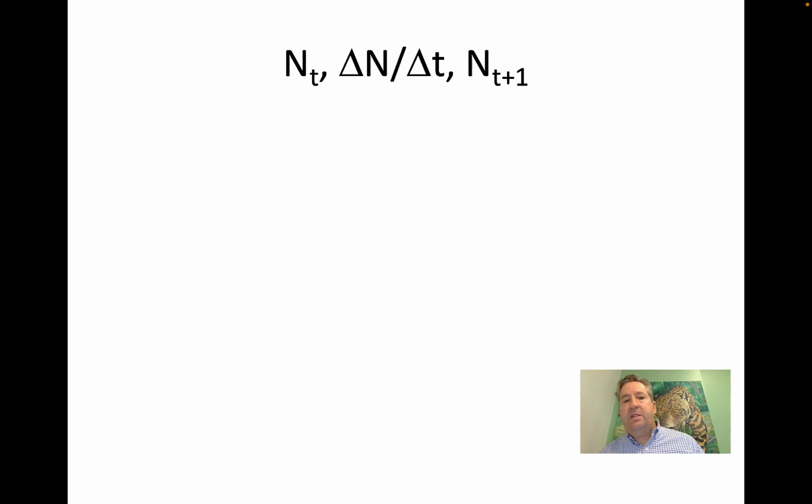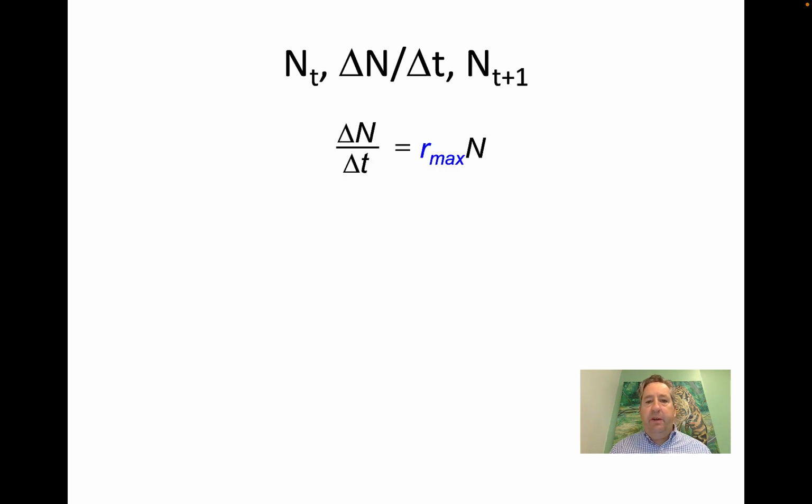So how do we figure this all out? We can have n sub t, which is the population at time t. We can look at how much it's going to grow. And then what we have at the end of that is n sub t plus 1.